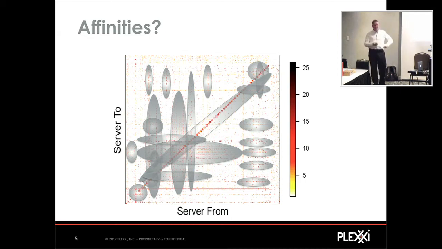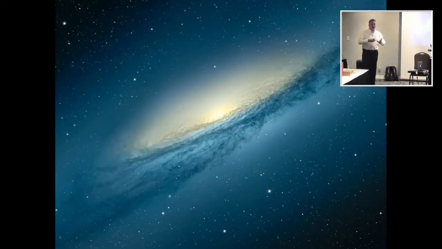This is not a 1,500, 2,000, 3,000 endpoint data center where I am going to expect everybody to talk to everybody. They may at some point for a very little bit of data, but ultimately the most volume of the data is going to be articulated between certain sets of applications. That's what affinities are, relationships between applications.